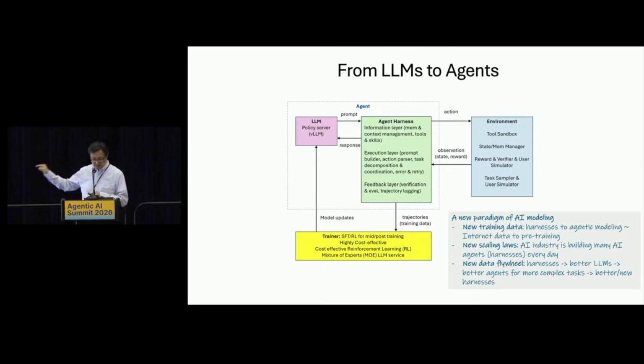For example, the modeling technology, as shown in the green box, to facilitate harness engineering, such as memory management and test time learning, and the environment service, as shown in the blue box, to host the parallel many reinforcement learning environments where agents perform tasks and generate trajectories. And actually, this is the source of the training data for agentic modeling. And the yellow box, the trainer.